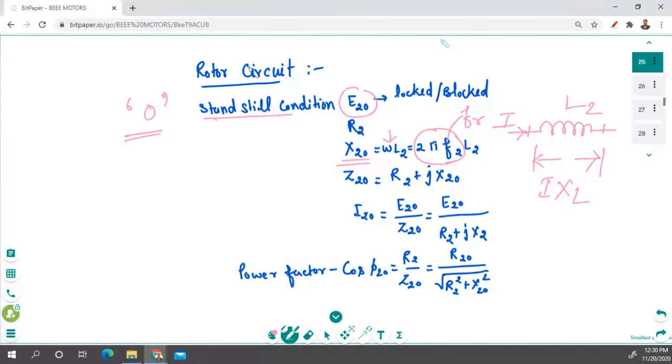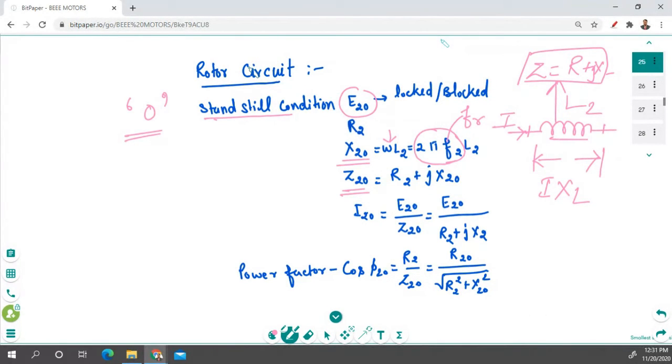So this impedance Z20, we know that when you calculate the impedance across this inductor, the impedance Z is equal to R plus jX of something. This is the impedance value across this inductor.